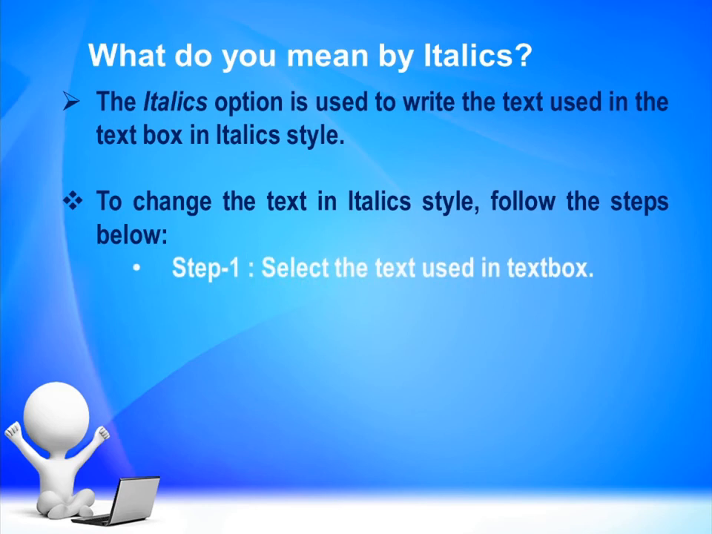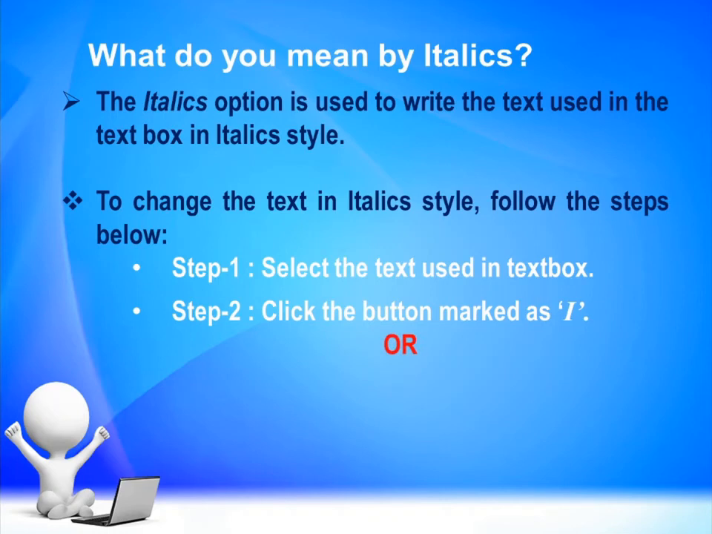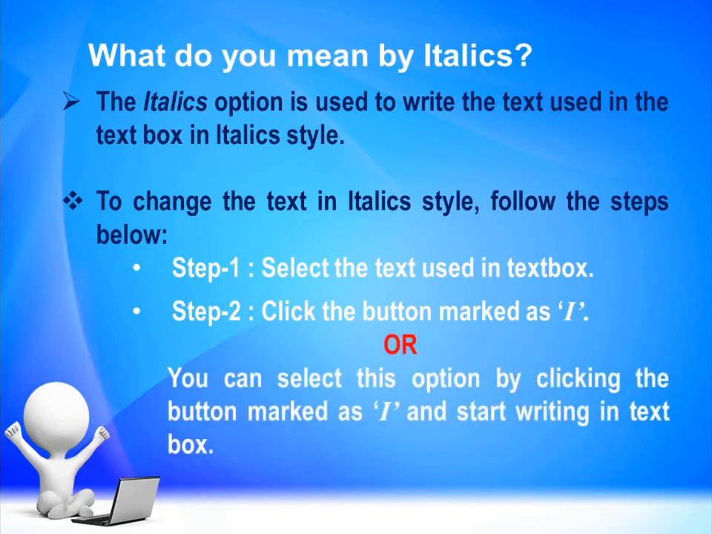Step 1. Select the text used in text box. Step 2. Click the button marked as I. Or you can select this option by clicking the button marked as I and then start writing in the text box.